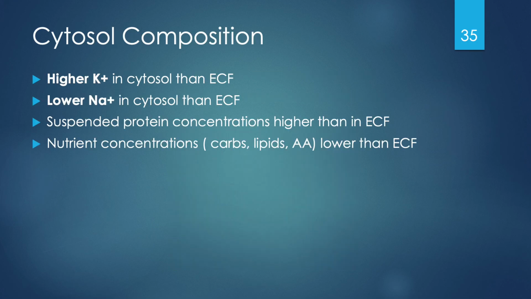The cytosol composition is incredibly important because it helps maintain homeostasis of the cell. So there's a higher potassium in the cytosol than in the extracellular fluid, but a lower sodium in the cytosol than in the extracellular fluid. Also, the suspended protein concentrations are higher in the cell than in the fluid surrounding it, which makes sense, right? Because the extracellular fluid is more watery. And the nutrient concentrations are actually lower in the cell than in the extracellular fluid. So that means the cell is holding on to all these nutrients like carbohydrates, lipids, and amino acids, and the extracellular fluid is much more dilute.